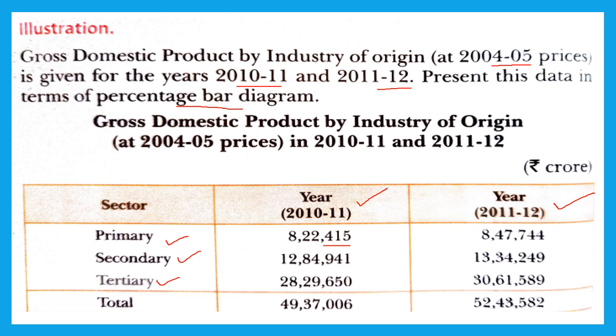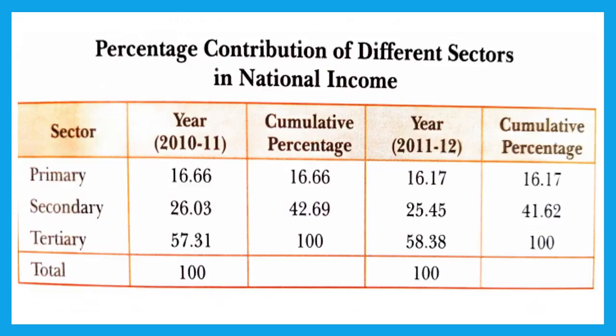First of all we will change this data into percentage form. Now this is the table: primary sector, secondary sector and tertiary sector. In the year 2010-11, the contribution made by the primary sector was 8,22,415. Now we will calculate its percentage. How? We will divide the contribution of primary by the total contribution, multiplied by 100, and we will get the percentage 16.66. Similarly we will calculate for the secondary sector, and similarly for the tertiary sector.